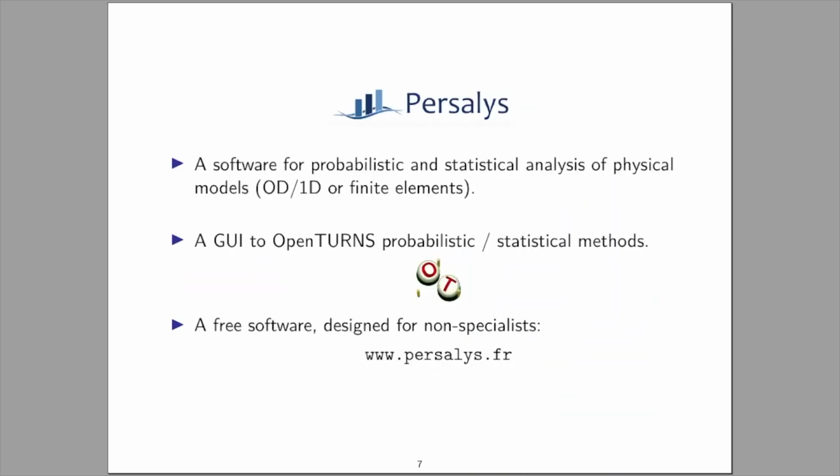And it's going to be pretty easy. To present Persalys a little bit, it's a software for probabilistic and statistical analysis of physical models. These models can be 0D, 1D, or finite element models, both work.